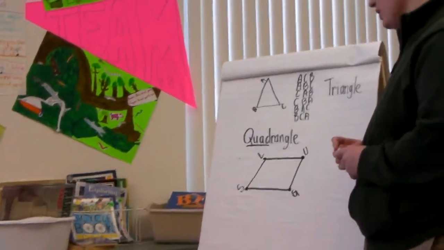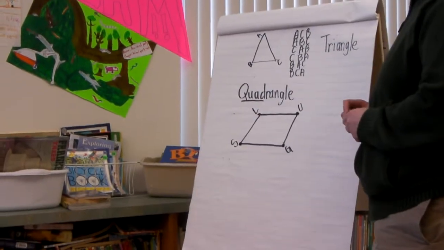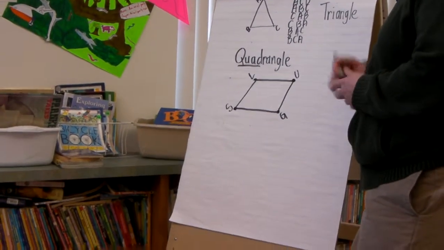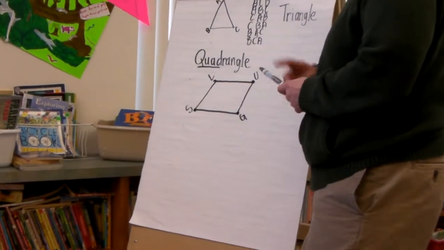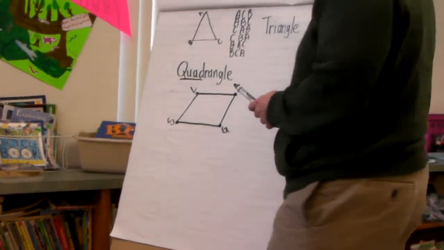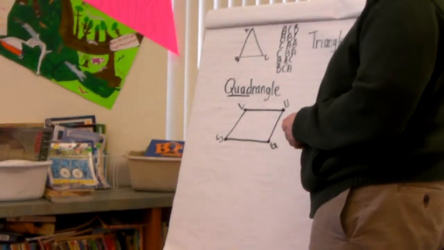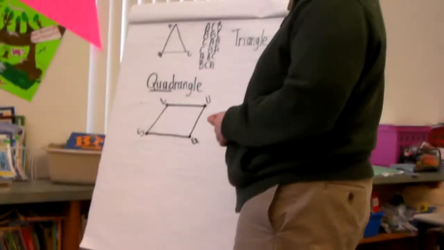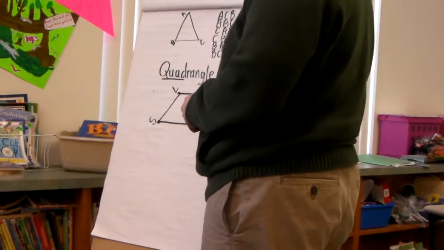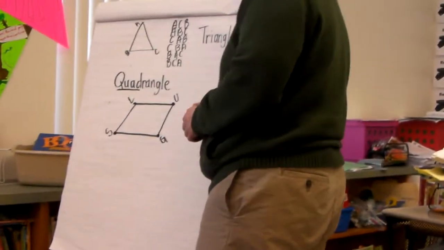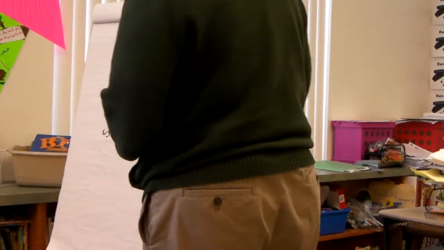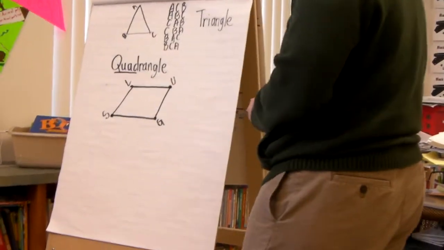Alright, a triangle had, I mean, a triangle would have 6 names. Right? With 3 points, it would have 6 names. So, make a prediction. Show me with your fingers how many you think a quadrangle will have. Alright? Seeing lots of 8. Seeing some 6s. Okay. Seeing 5. Alright, great. Let's check it out.